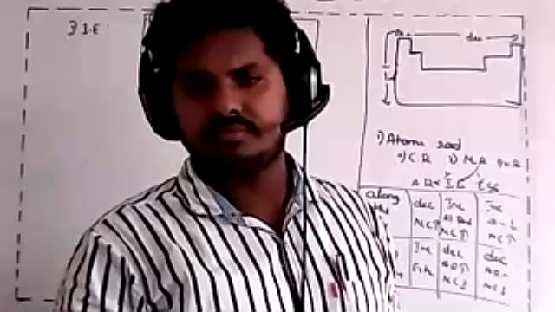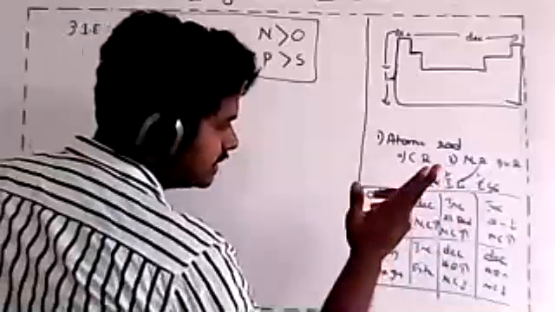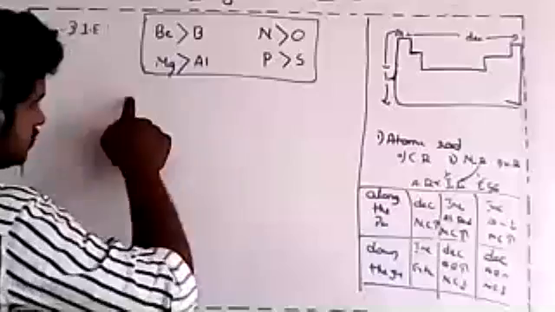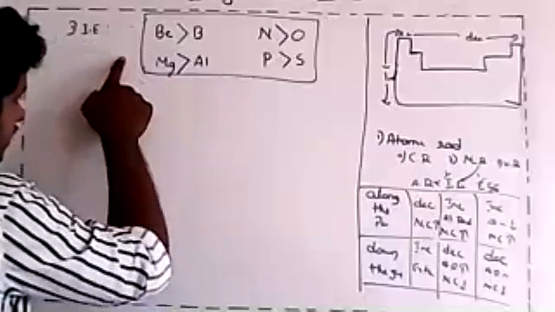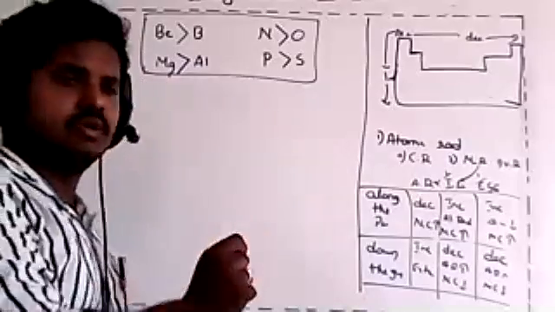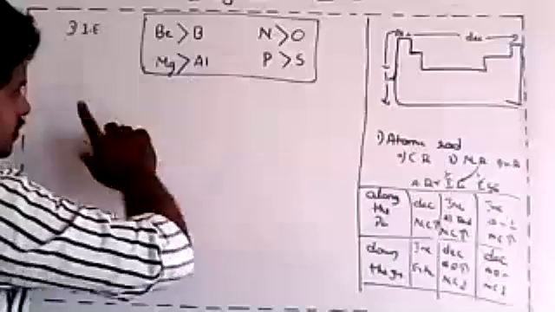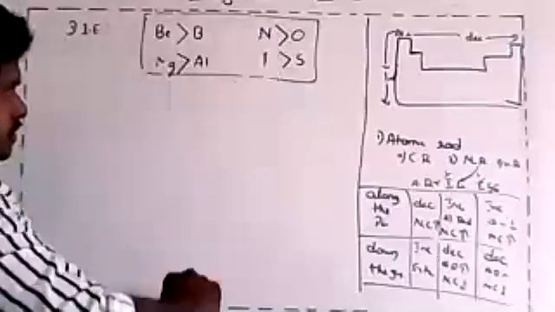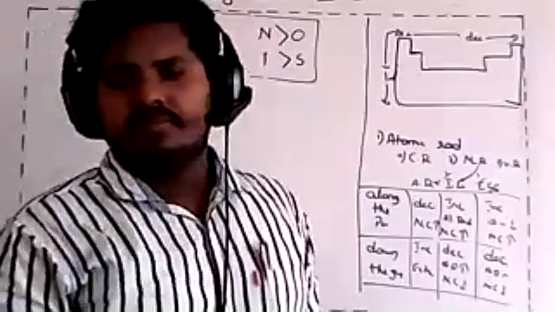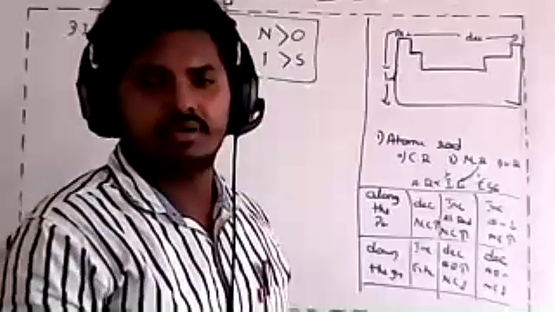Along the period, it decreases. Whatever is written here, along the period it increases, but from the second period to the third period, it is decreasing. Only in two cases are we observing this: in the case of beryllium and nitrogen, and magnesium and phosphorus, in the same group. Yes, you're correct, Prithvi.